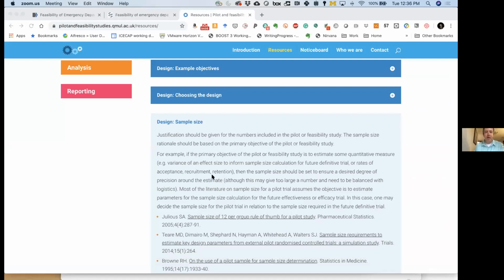I think there's also some questions about how to size the feasibility or pilot study itself. And I think I can go through a brief example.